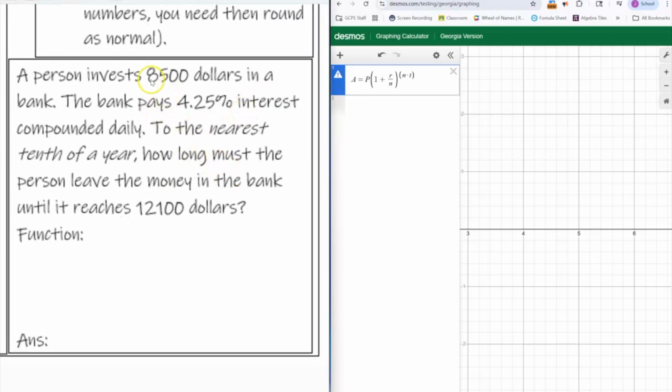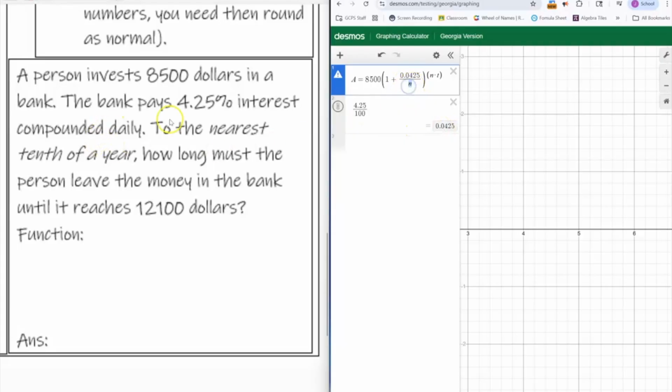A person invests $8,500. Where do I put that? Well, at this point, we should know that that is P. So $8,500, in a bank. The bank pays them this interest. At this point, we should know that is the interest rate. And we shouldn't put anything with percent into the calculator, we always have to convert it and divide it by 100. So the interest rate is this number, or I can come here and type in 4.25 divided by 100, but we know that some people are making mistakes with that, so I'm just going to type this in as conversion. So that's my R.